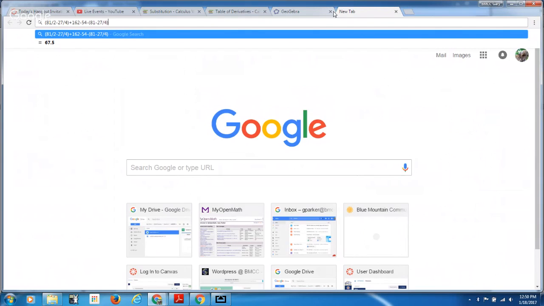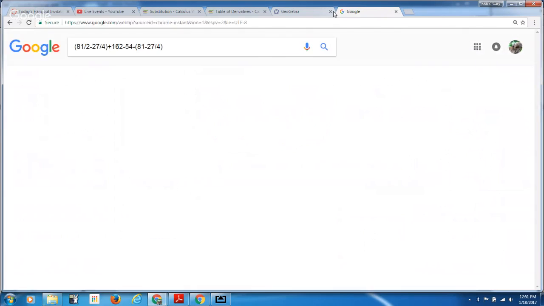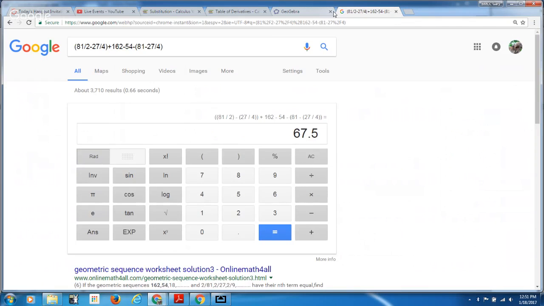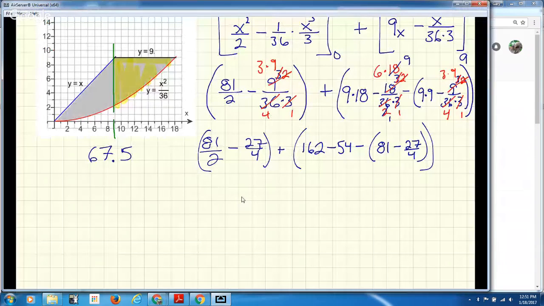Looks like if I type that right, let's see, 81 halves minus 27 fourths, yep, 162 minus 54. So if my fraction reduction is correct, that all looks correct, I get 67.5. So 67 and a half. So it looks like this is 67.5. And to double check that, I could just plug in the original calculation. Where'd you go? There we are. Plug in this before the red canceling and see if that works.